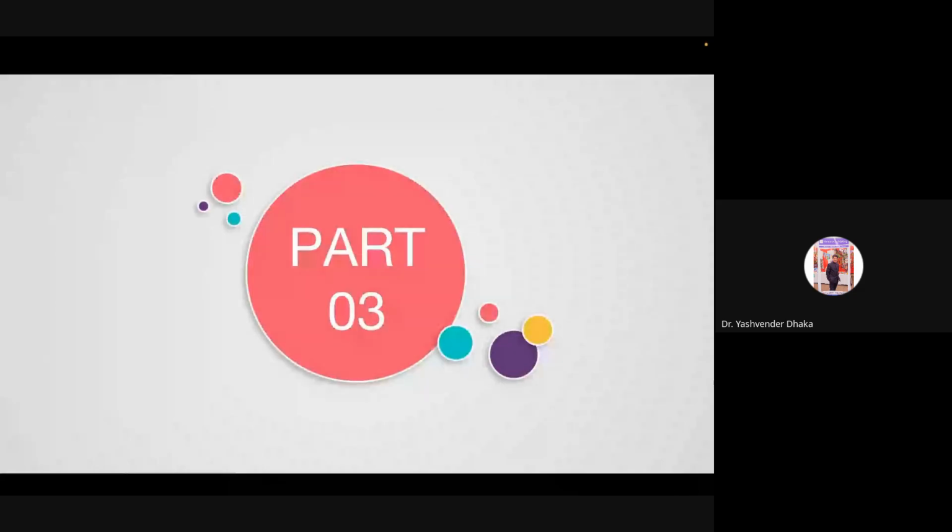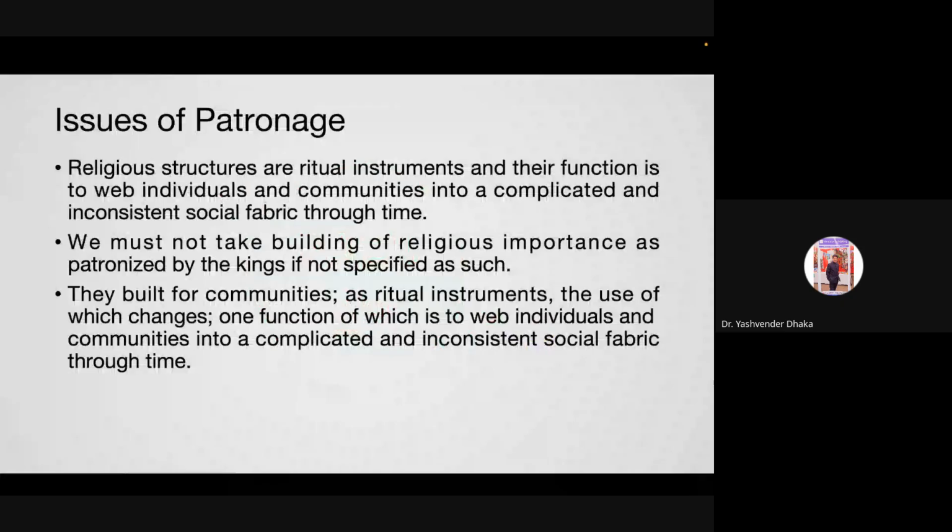Now we are coming to part 3. We have to discuss it in great detail, and I think I'm short of time here. So now we are discussing the issue of patronage.